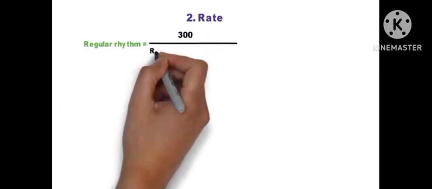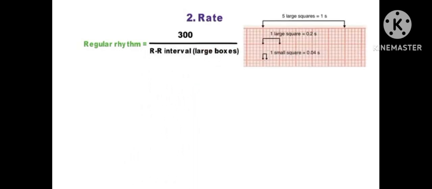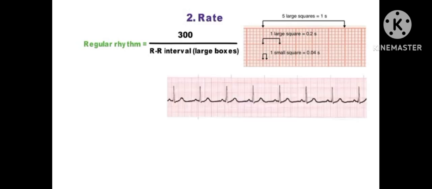Step 2 is to calculate heart rate from an ECG. If the rhythm is regular in ECG, heart rate is calculated by 300 divided by the number of large boxes between the RR interval. And this is an ECG graph paper. If the speed or calibration of the ECG machine is 25 mm per second, then one small square corresponds to 0.04 second and one big square to 0.2 second. So 5 large squares is equal to 1 second.